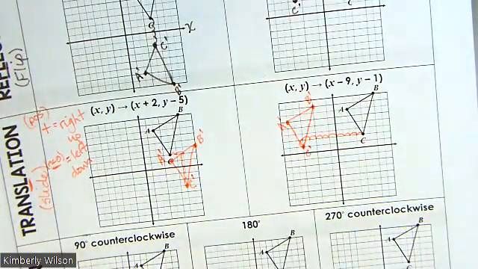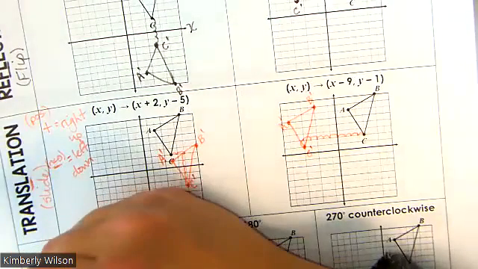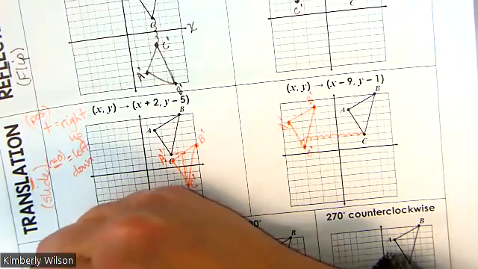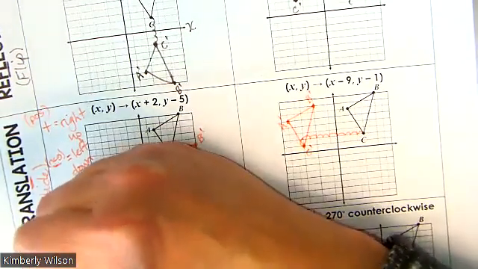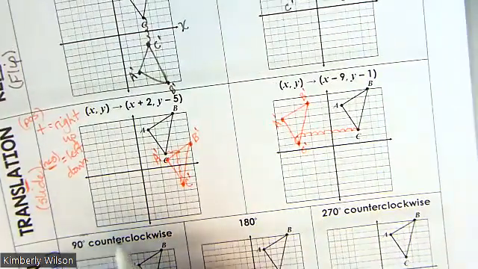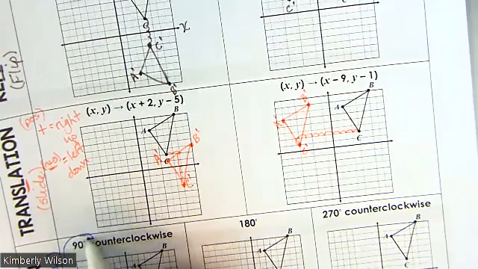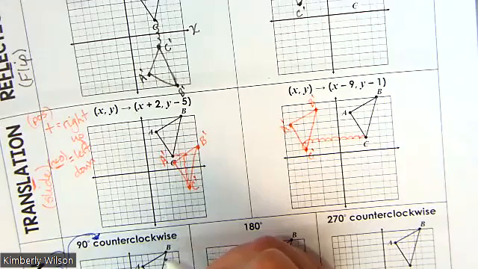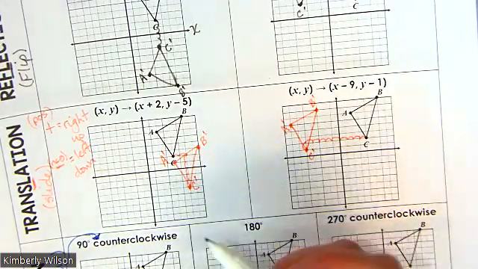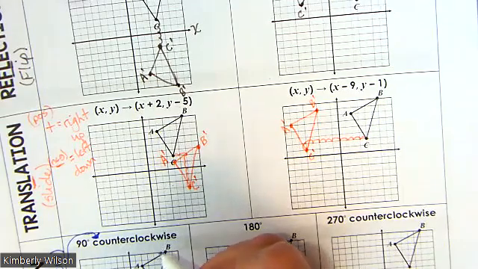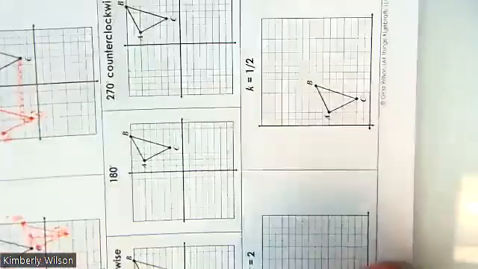And next we have rotations. And rotation is the turn. And remember, it is always counterclockwise. Okay, so for a 90-degree counterclockwise turn, that means that in a sense, I'm turning my paper 90 degrees this way.